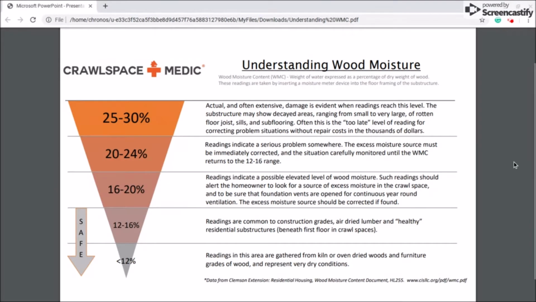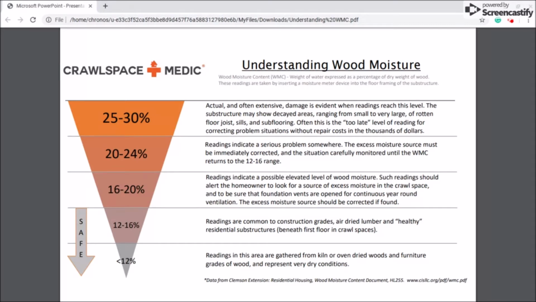In both of these top two ranges, a lot of times we would suggest installing a dehumidification system. If there's a lot of standing water, a French drain and a sump pump, and at minimum, a properly installed moisture barrier with tape seams spiked in place to really start solving this problem.